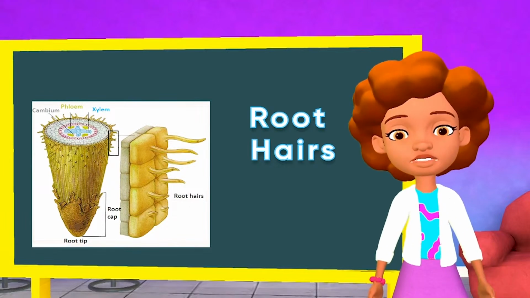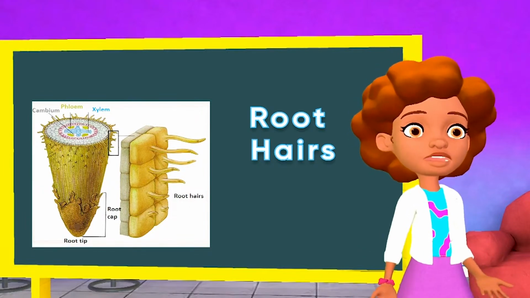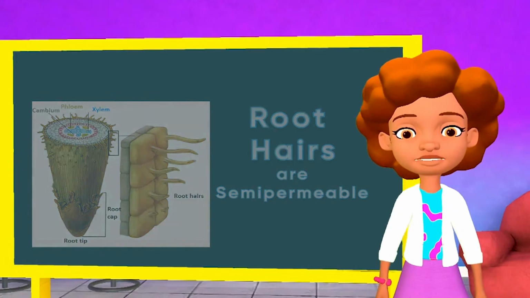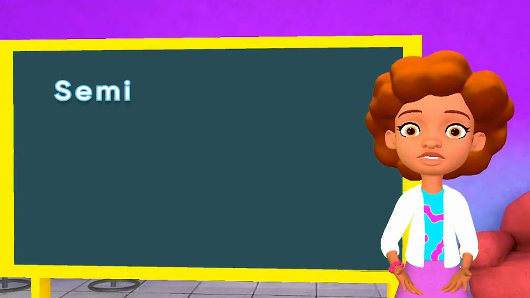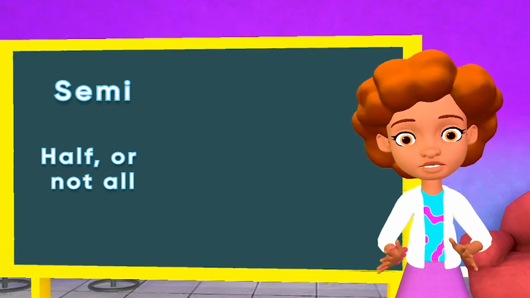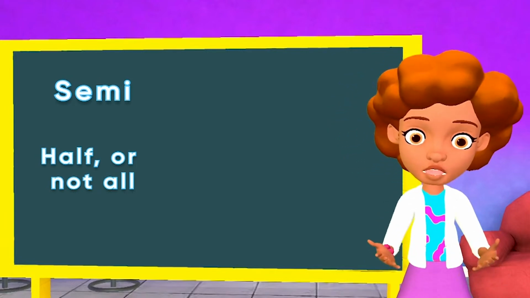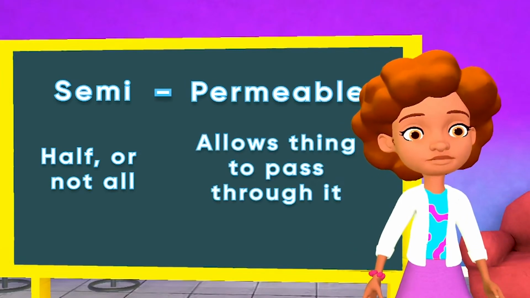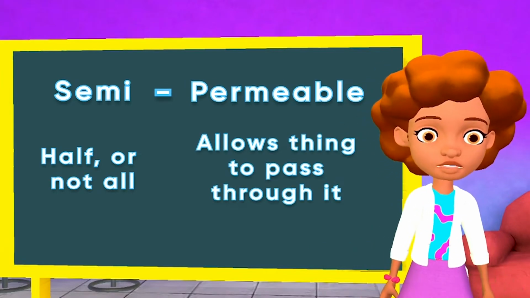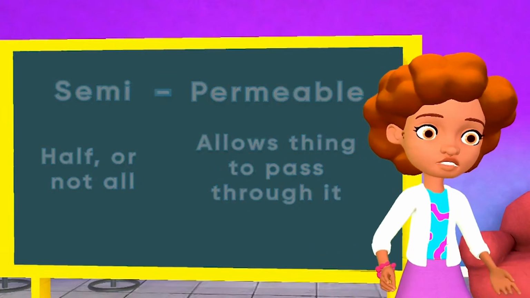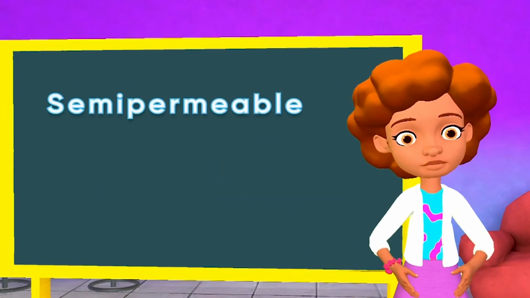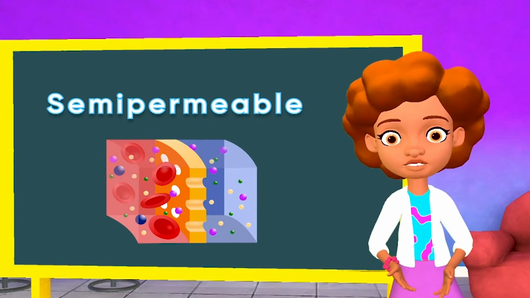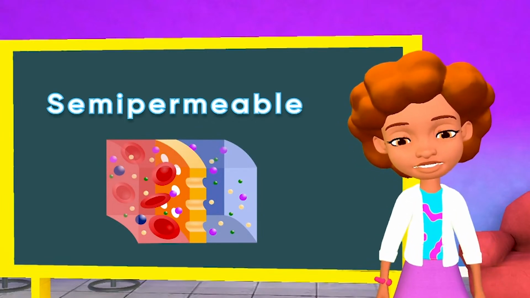The membranes of their cells are semi-permeable. Let's break this word down. Semi means half, or partially, but not all. Permeable is an adjective that describes how a material lets liquids or gases pass through it. Semi-permeable means that the material will let specific things pass through it, but not everything.